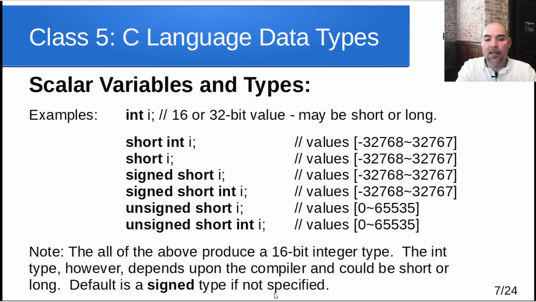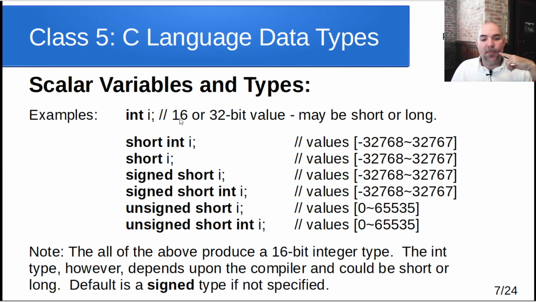So on the compilers that we're going to be using in this class, Code::Blocks, using GCC, you're going to get a 32-bit int when you say int. But if you move that code to a microcontroller or something else that's running on an 8-bit or a 16-bit microcontroller, or even if you're just using a different compiler, int by itself might produce a 16-bit value.